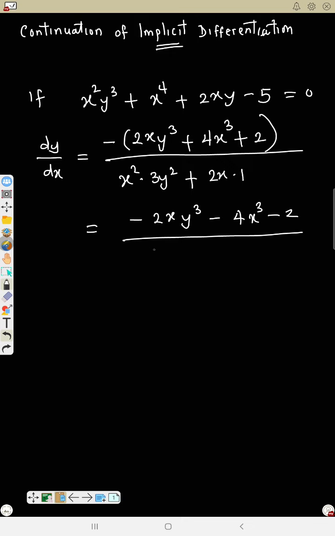Now I can write 3 first, it's x squared times 3y squared, I can write 3 first here, followed by x, then followed by y. So always write the number first, followed by x, then followed by y, so that you arrange it. So plus 2x, so that is the final answer.